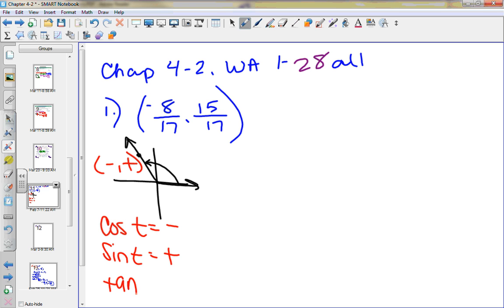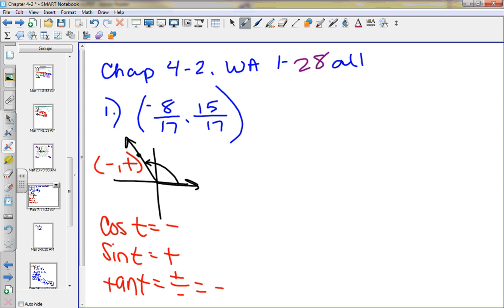So what does that leave my tangent outcome to be? Well, what's tangent? Sine over cosine, right? So if tangent is sine divided by cosine, that means I have a positive divided by a negative, which gives me a negative outcome. Do we understand that? Yes or no?